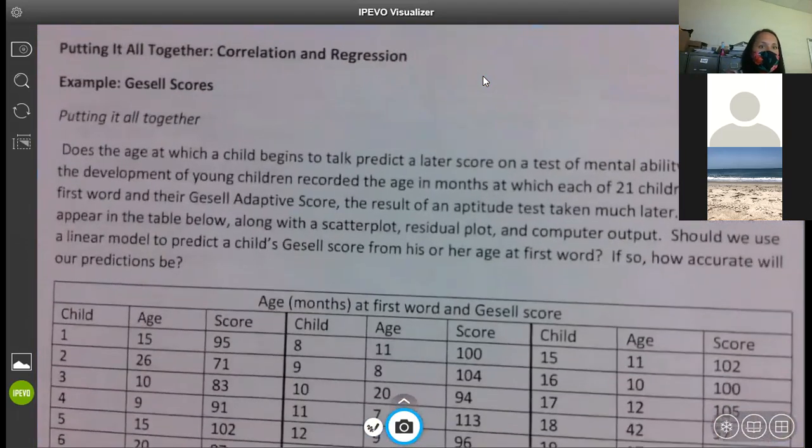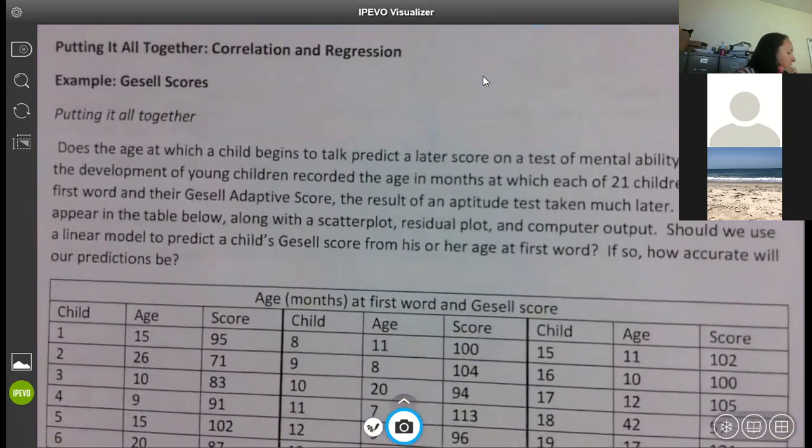All right. Putting it all together. Does the age at which a child begins to talk predict a later score on a test of mental ability? A study of the development of young children recorded the age in months at which each of the 21 children spoke their first word and their Gesell adaptive score, the result of an aptitude test taken much later. The data appear in the table below, along with the scatter plot, residual plot, and computer output. Should we use a linear model to predict a child's score from his or her age at first word? If so, how accurate will our prediction be?